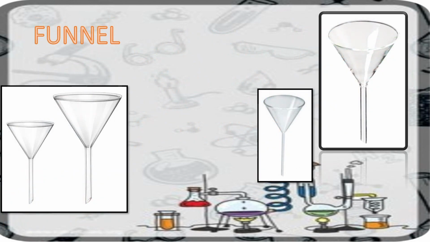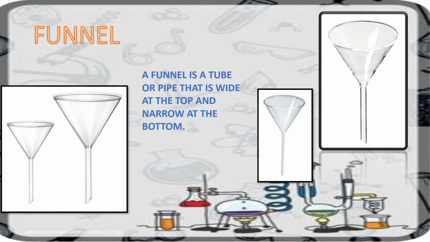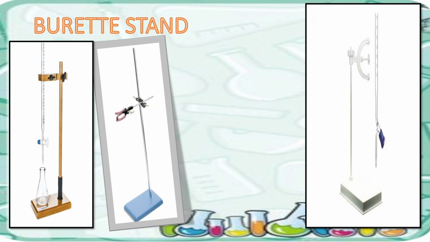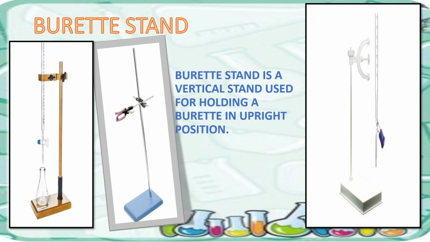Funnel. A funnel is a tube or pipe that is wide at the top and narrow at the bottom. It is used for guiding liquid into a small opening. Burette stand. You can see the images of the burette stand here. Burette stand is a vertical stand used for holding a burette in upright position. Here you can see the assembly, how the burette is fitted on the burette stand and how the conical flask is placed under the burette.